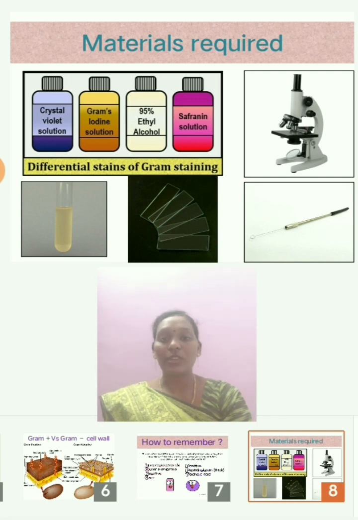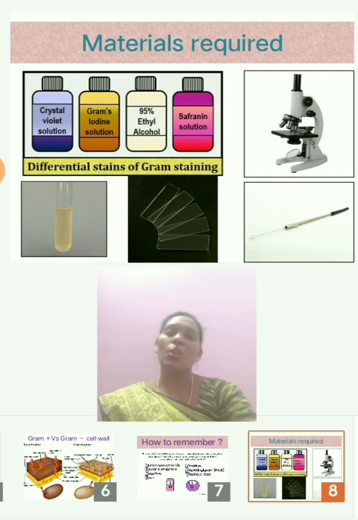Then you need a bacterial broth or a culture. Then you need a glass slide, a sterile glass slide. Then you need an inoculation loop to do this procedure. So how will we do this?